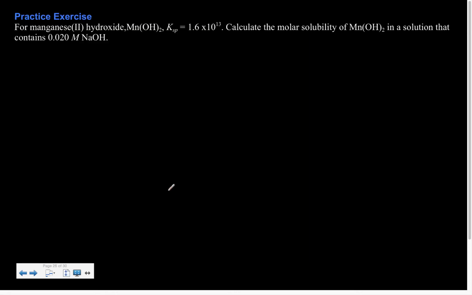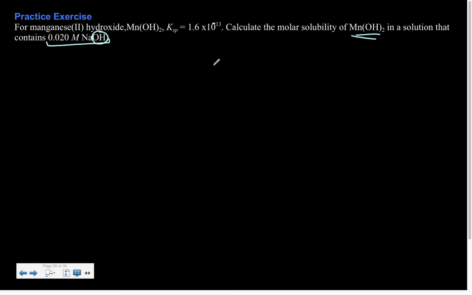All right, now let's talk about it from a more mathematical point of view. Here it says we have some manganese hydroxide with this KSP value, where again the negative sign did not come with it. Calculate the molar solubility of manganese hydroxide in a solution that contains sodium hydroxide. So here, we're talking about the solubility of one thing in the presence of a common ion. Note that we're not talking about a specific chemical reaction here. We're just talking about a common ion.